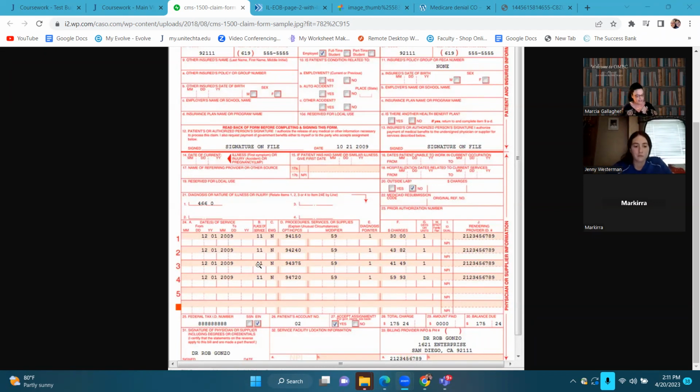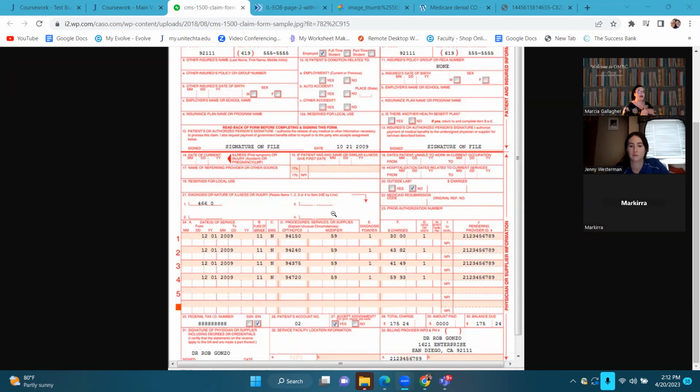So 11 is simply place of service, office. So this is an office visit. Now, if it were a hospital visit, this place of service code would be different. These codes are pre-loaded. They're already put in and they're based on your CPT codes. So this is not something you have to figure out if it's sent electronically.